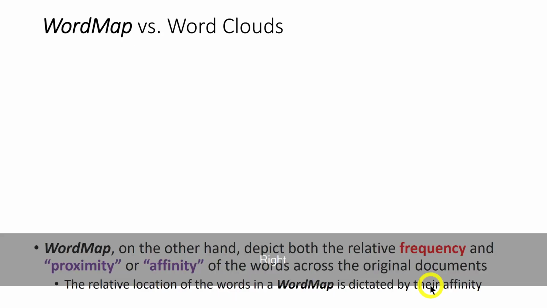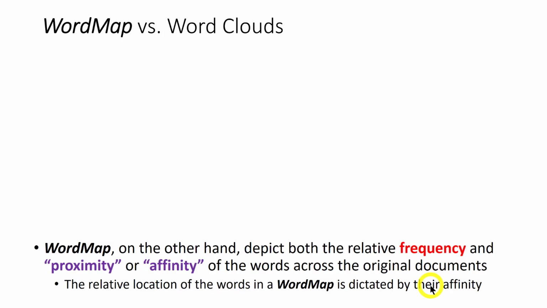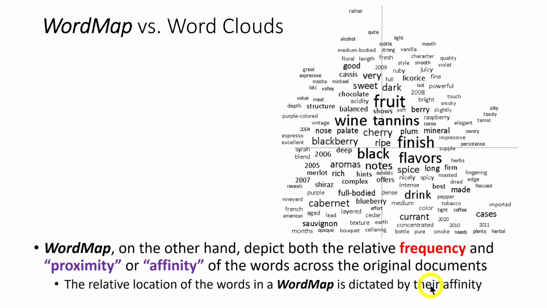In contrast, my word map depicts both the relative frequency and the proximity or affinity of the words across the original documents. So in my word map, the relative location of the words is dictated by their affinity, to the extent that they appear in the same documents. So this is the example here. You can see in my word map that Cabernet and Sauvignon tend to appear together or close to each other across documents. And the size of the font is proportional to the relative frequency of the words in our sample of documents.